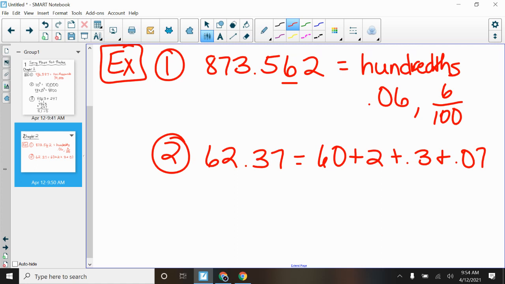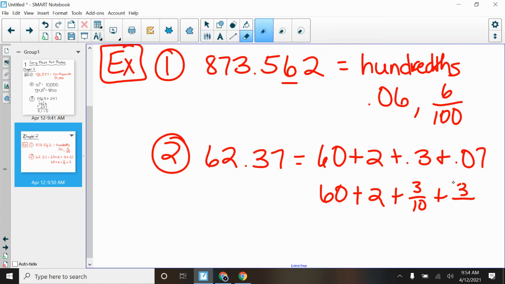I have the wrong number. Would it be 60 plus 2 plus 3 over 10 plus 7 over 100? Good question. So he wants to know if 60 plus 2 plus 3 over 10 plus 7 over 100 would be correct. Not 3 over 7, my bad, going too fast. Yes, that would be correct.